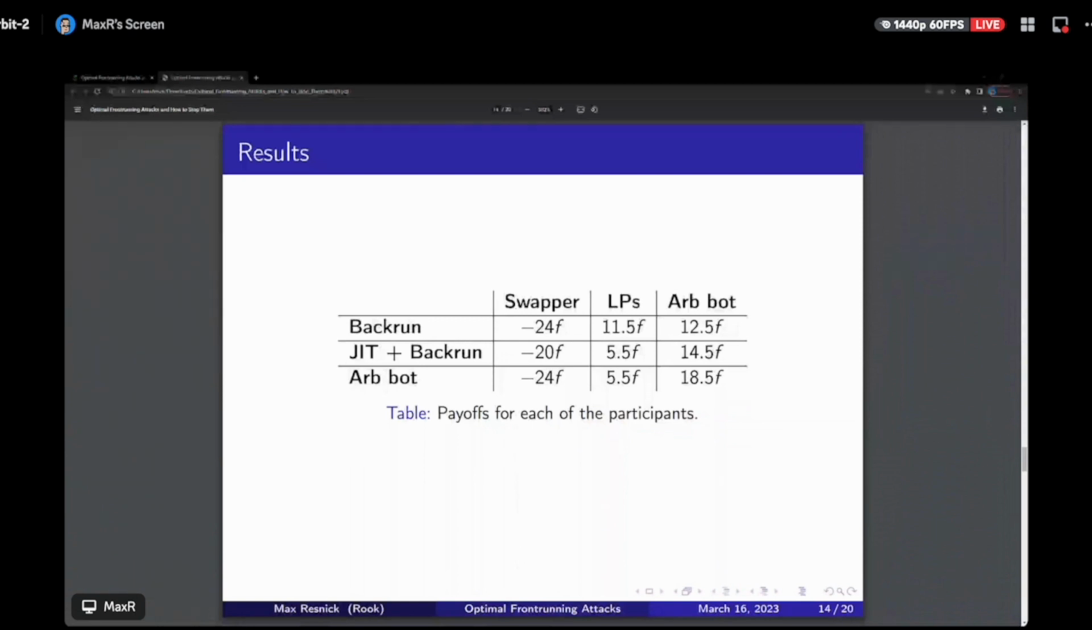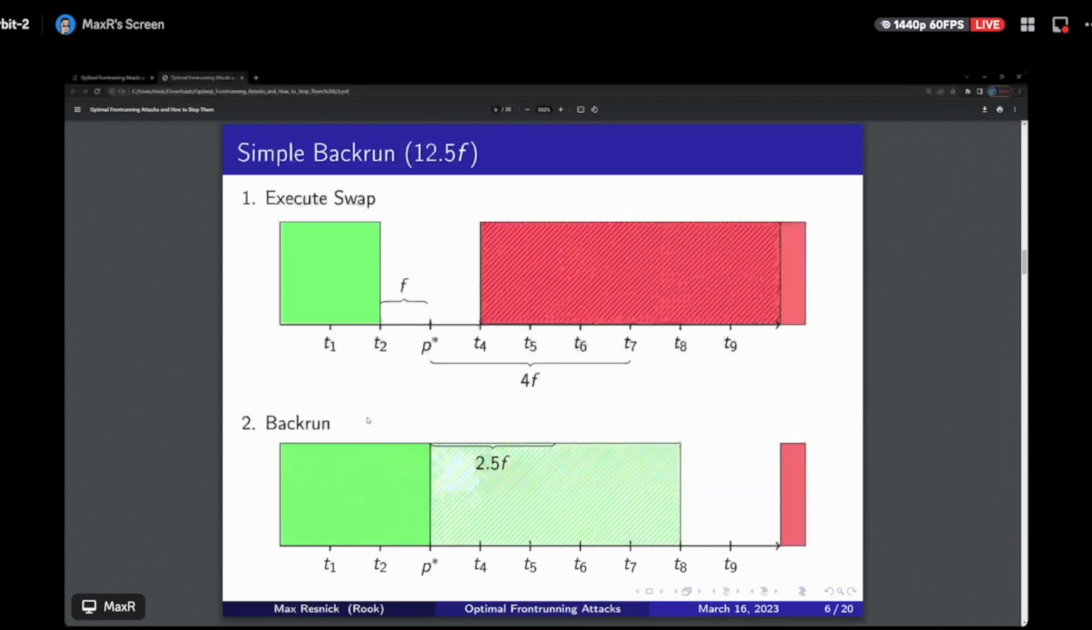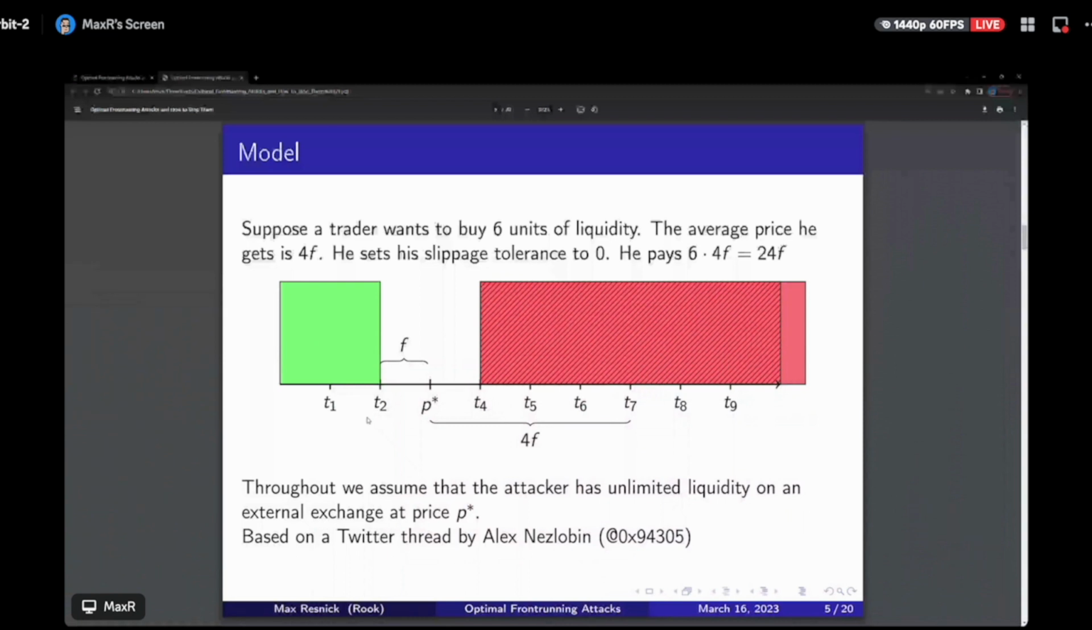There's a question: what are your favorite places to learn about MEV in general? And then the follow up is people, Twitter, blogs. Yeah, I think Twitter is definitely one of the best places, and I think Alex Neslobin, who wrote the original thread on this attack, that was my inspiration for this, is a very good follow. He talks about this kind of stuff.